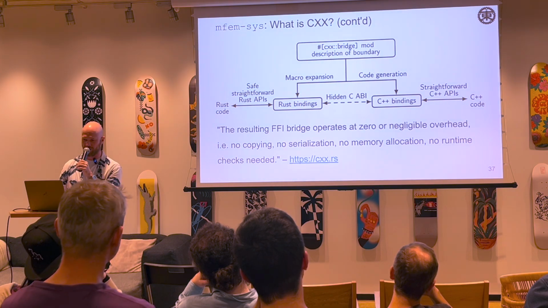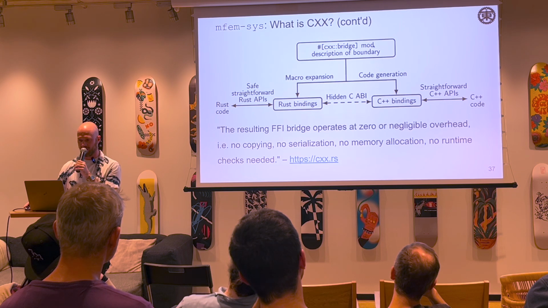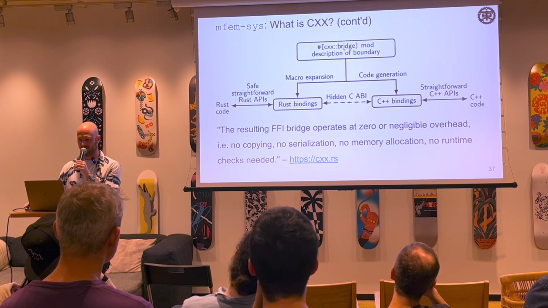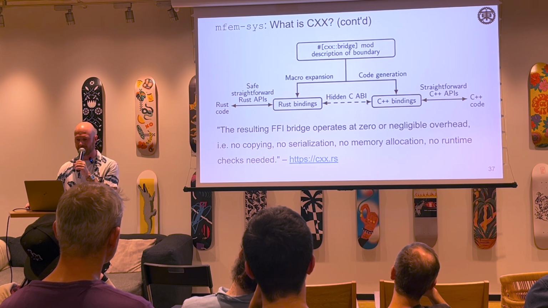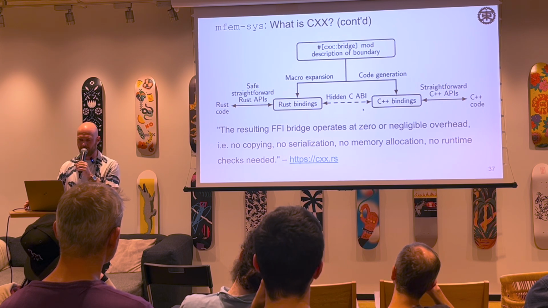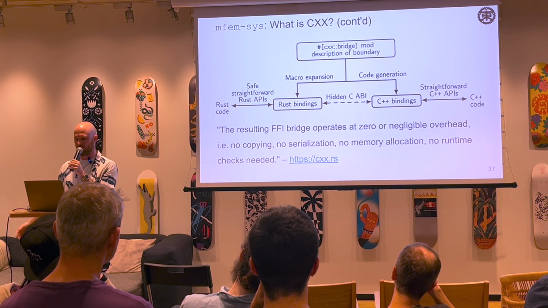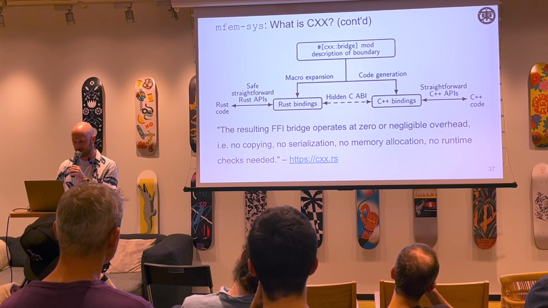In a diagram, it looks like this. You basically write a Rust module, you put this annotation on top of it, and then CXX will take it, generate some Rust code behind the scenes, and also some C++ code that have a hidden C ABI connecting them. So this means the resulting FFI bridge has basically zero overhead: no serialization, no copying, no runtime checks, no allocation.